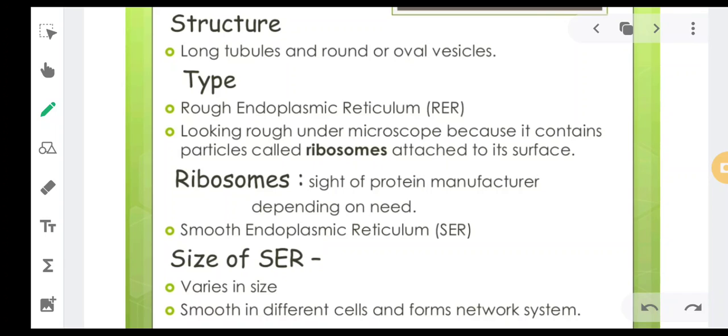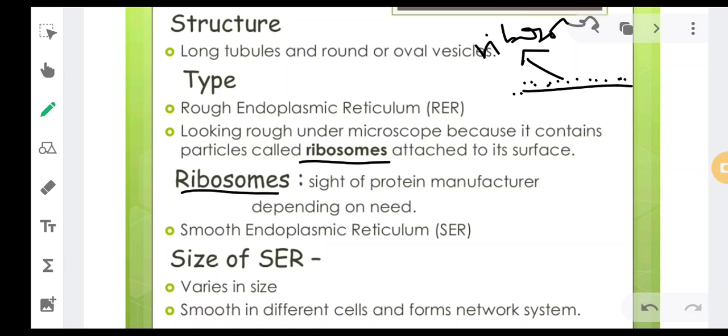Rough endoplasmic reticulum looks rough under the microscope because it contains particles called ribosomes. The roughness, or the particles present on the rough endoplasmic reticulum, are called ribosomes. What is the job of this ribosome? They produce protein inside our body. They are the sites of protein manufacture.